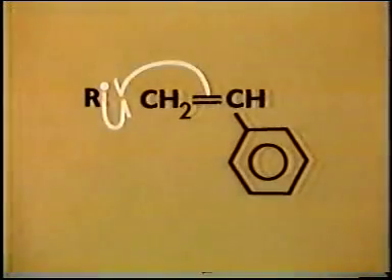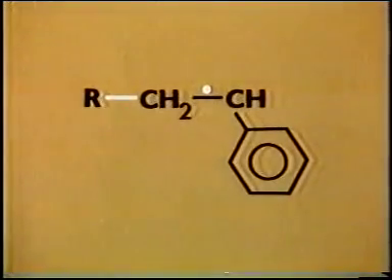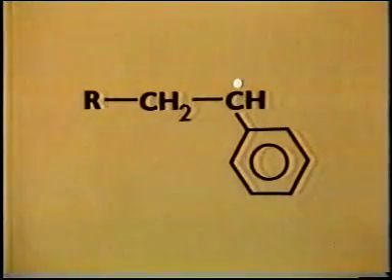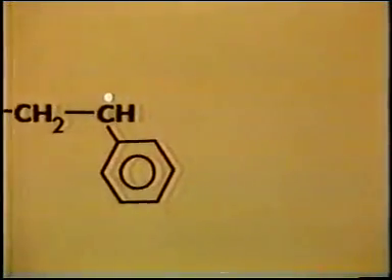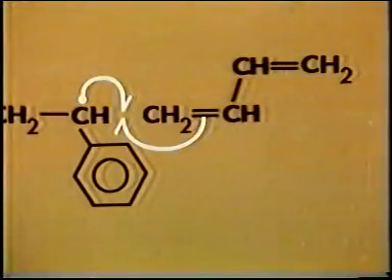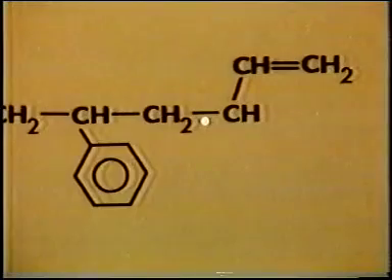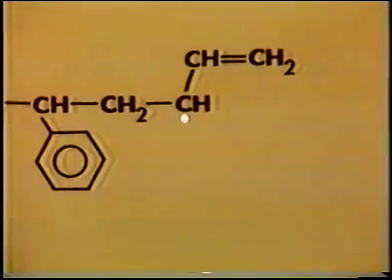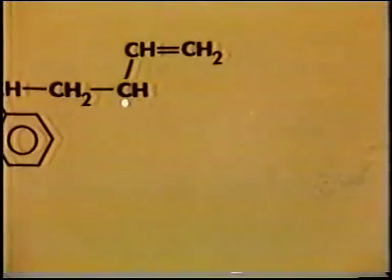The radical end reacts randomly with styrene or with butadiene. This one's styrene. Butadiene can add on in two ways. Addition can be in the 1,2 mode, alternatively it can be 1,4.